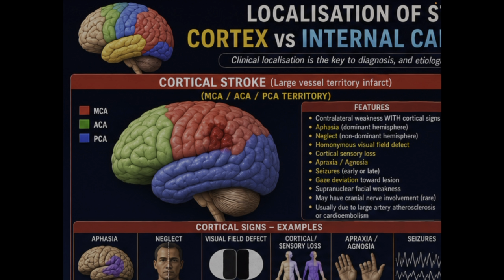The hallmark is contralateral weakness. This will be accompanied by cortical dysfunction.